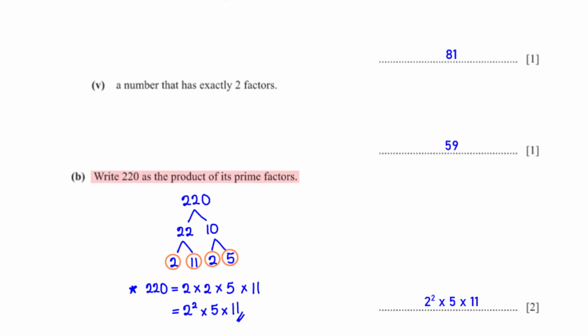Write 220 as the product of its prime factors. 220 can be written as 22 times 10. 22 can be written as 2 times 11. 2 and 11 are prime numbers, so we circle them. 10 can be written as 2 times 5. 2 and 5 are prime numbers, so we circle them. So 220 equals 2 times 2 times 5 times 11. We can leave this as our final answer, or since 2 appears twice, we can rewrite this as 2 squared times 5 times 11.